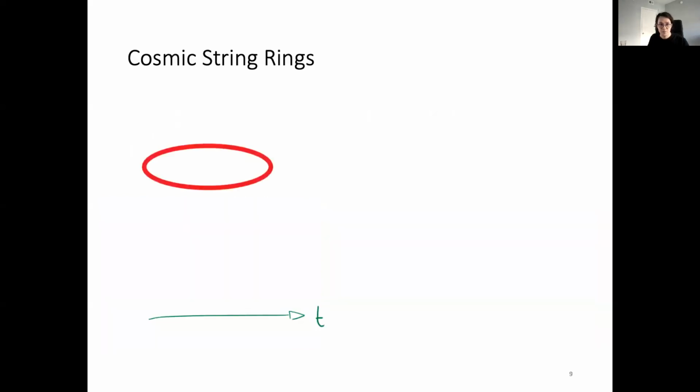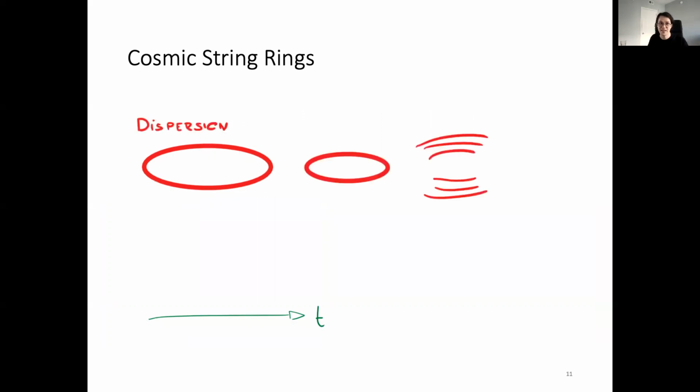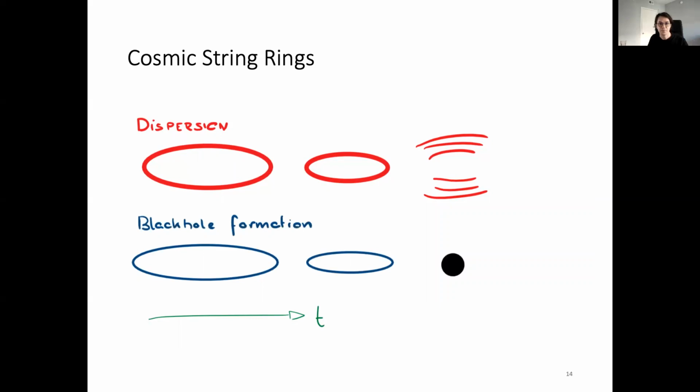The specific scenario we looked at is a loop of cosmic string. If you set them up, they behave like rubber bands. So they will try to snap together. And they snap quite aggressively because at the end, they almost move at the speed of light. And if they reach radius 0, they unwind and disperse into radiation. If the loop is heavy enough, you can also form a black hole.